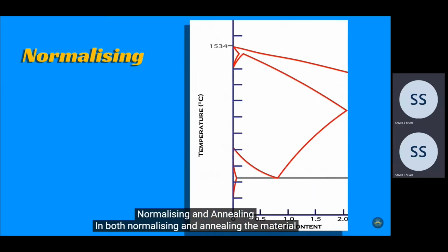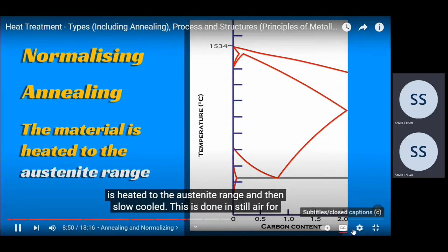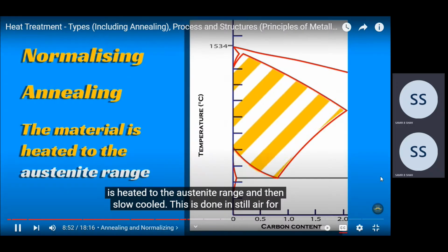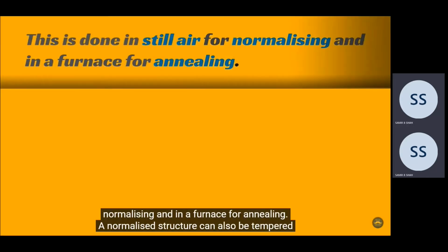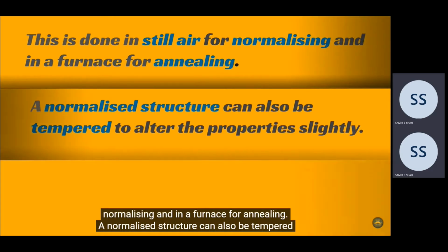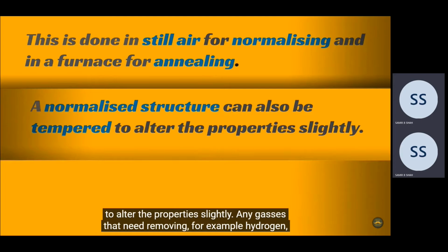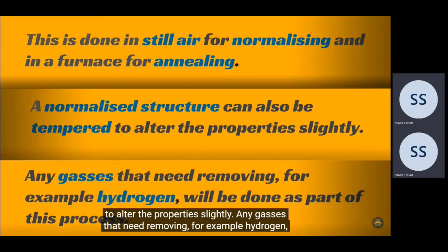In both normalizing and annealing, the material is heated to the austenite range and then slow cooled. This is done in still air for normalizing and in a furnace for annealing. A normalized structure can also be tempered to alter the properties slightly. Any gases that need removing, for example hydrogen, will be removed as part of this process.